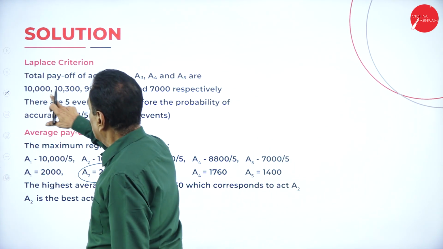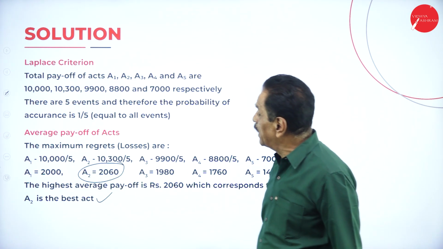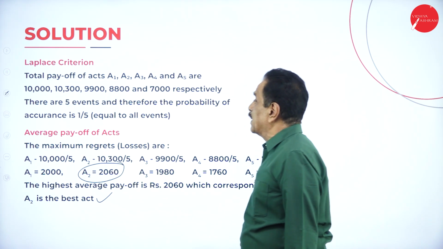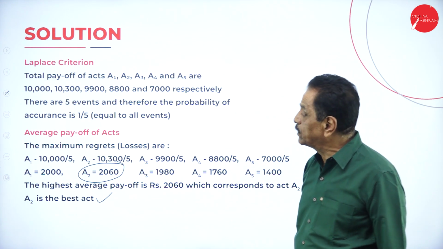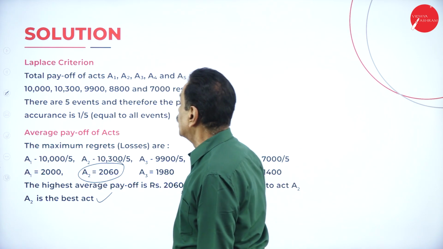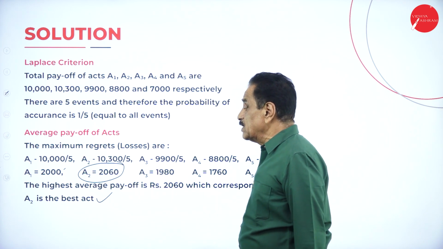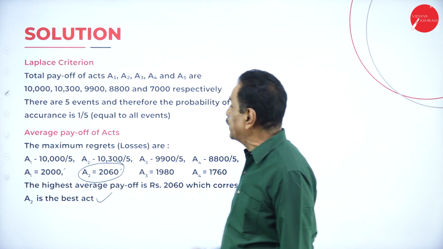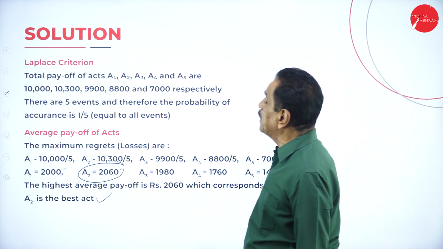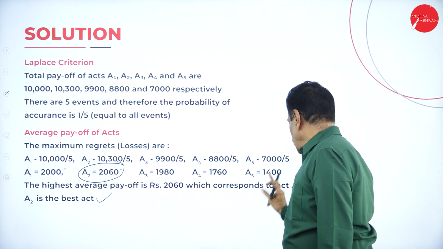Add all the sides. If you go into the first one, A1 is 10,000, A2 is 10,300, A3 is 9,900, A4 is 8,800, A5 is 7,000 respectively. There are 5 events, therefore divided by 5. So if we divide 10,000 by 5 is 2,000, 10,300 by 5 is 2,060, 9,900 divided by 5 is 1,980, 8,800 divided by 5 is 1,760, 7,000 is 1,000.